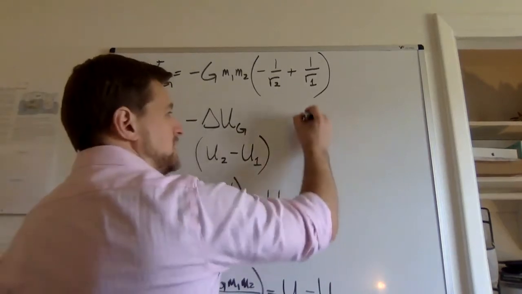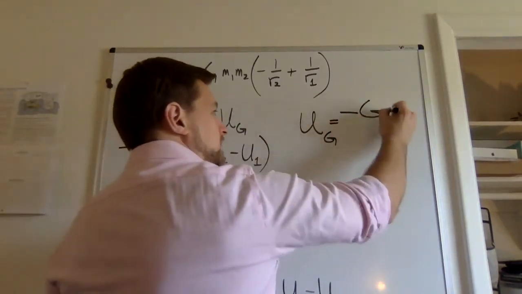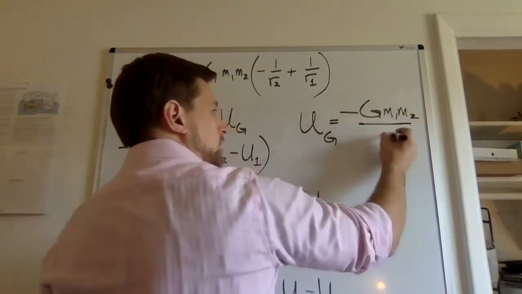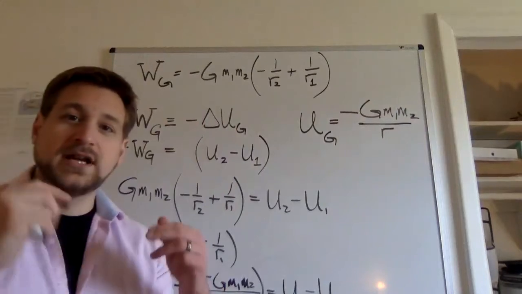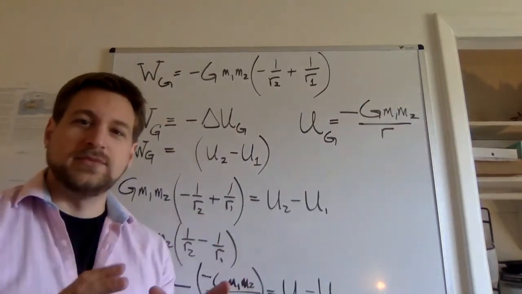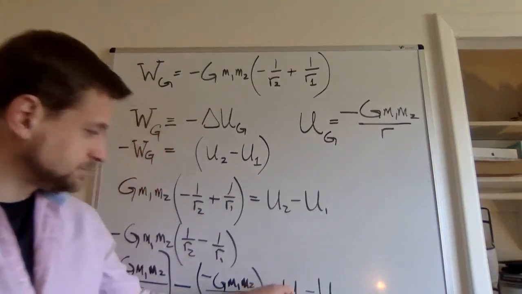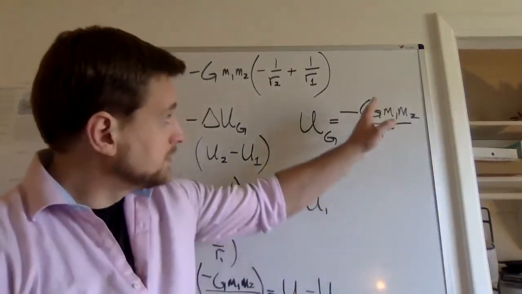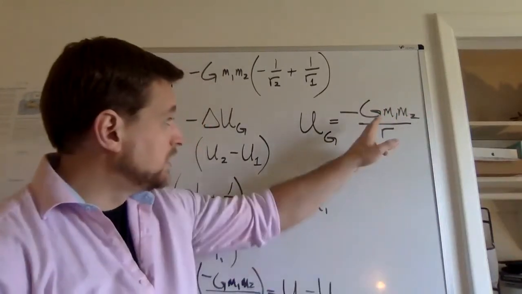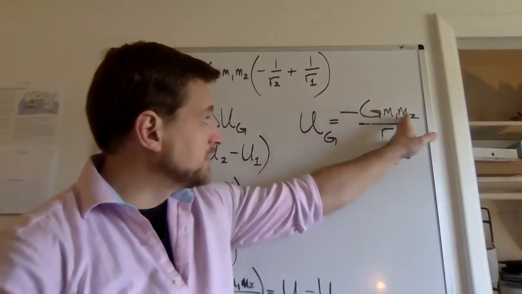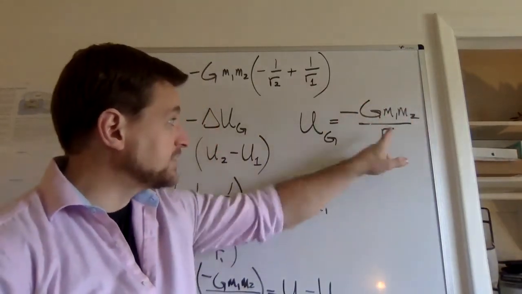So generally speaking, the potential energy associated with gravity is negative G M1 M2 over R. Now, capital G is a constant, M1 and M2 are positive. That means the numerator is always positive, but there's a minus sign. So this is always negative.